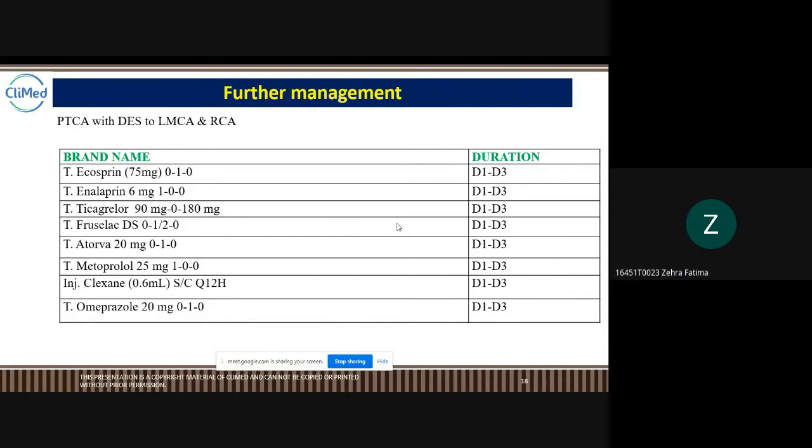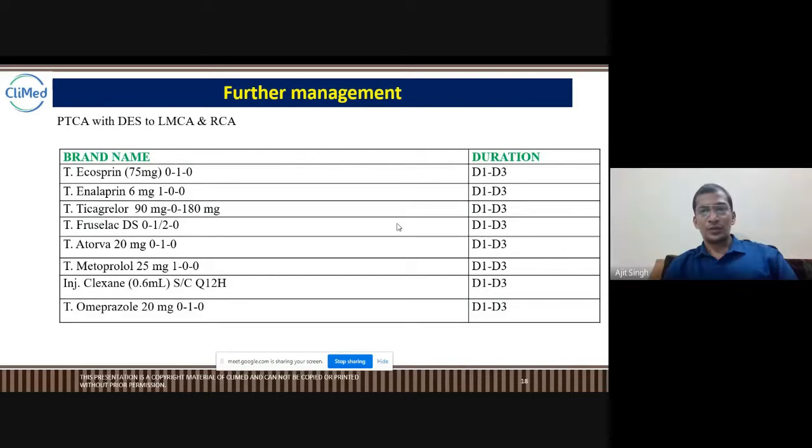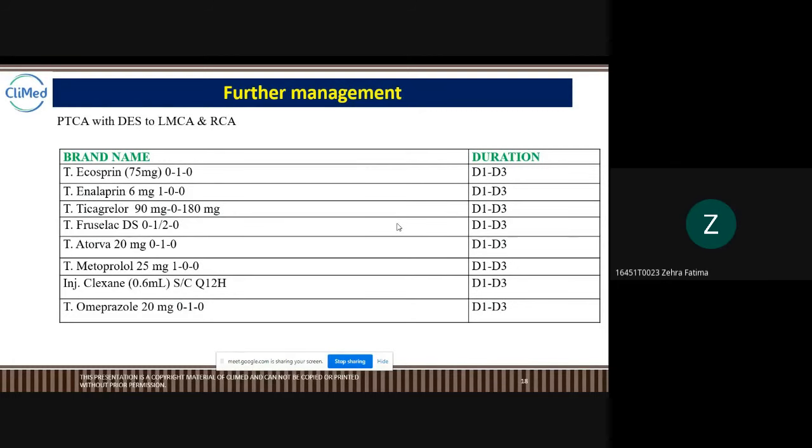Why did we stop giving aspirin, sir? Oh no, look at the first drug. Ecosprin is aspirin 75 mg. So, sir, with Ecosprin, if we give iron supplements, then it may irritate the gastric, like stomach lining.